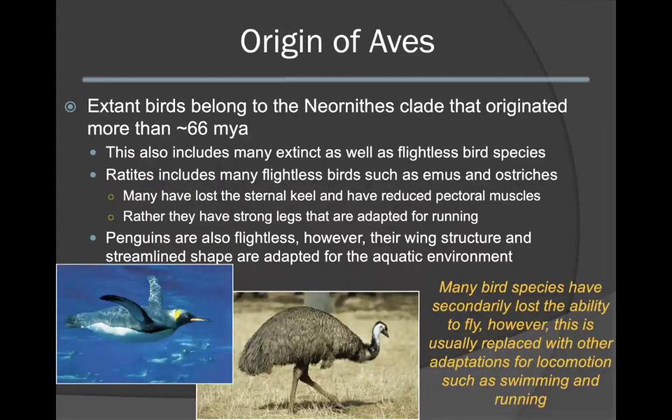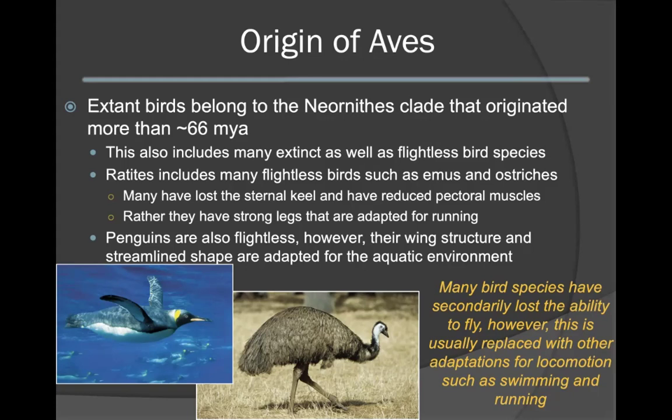Extant or modern-day birds belong to the Neornithes clade. This originated more than 66 million years ago. This includes extinct as well as flightless birds. Ratites include the flightless birds such as emus and ostriches. Penguins are also considered flightless.